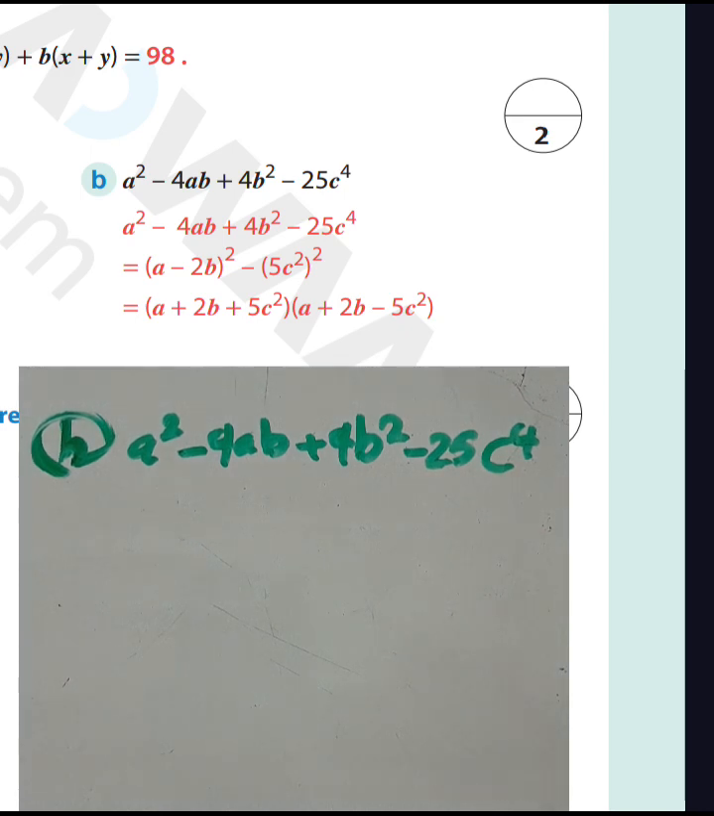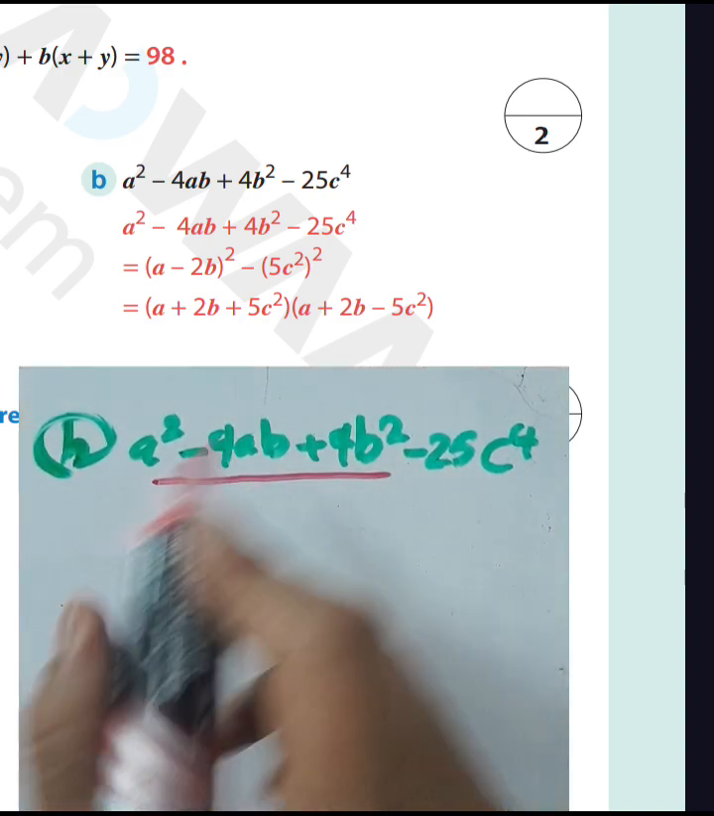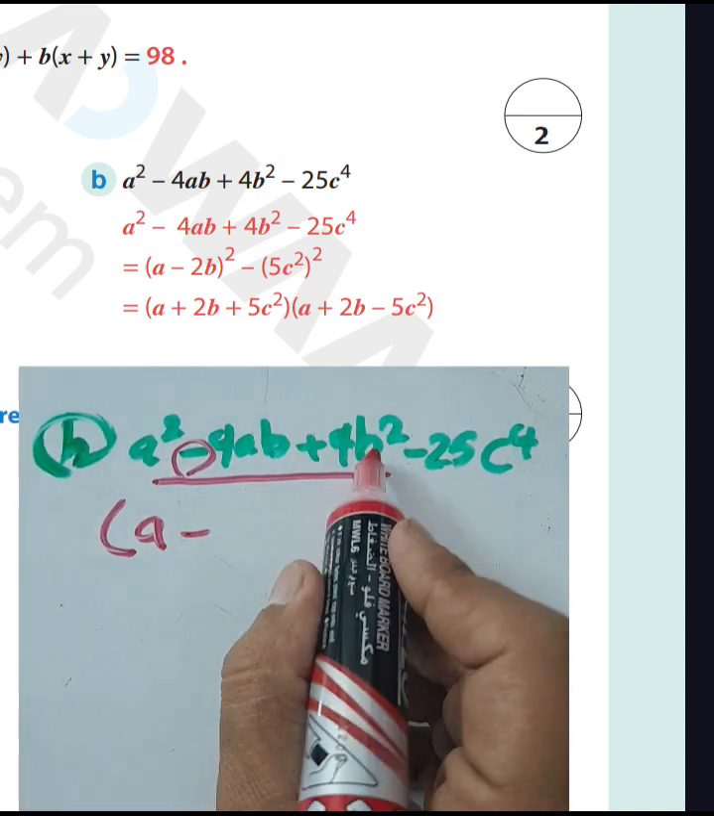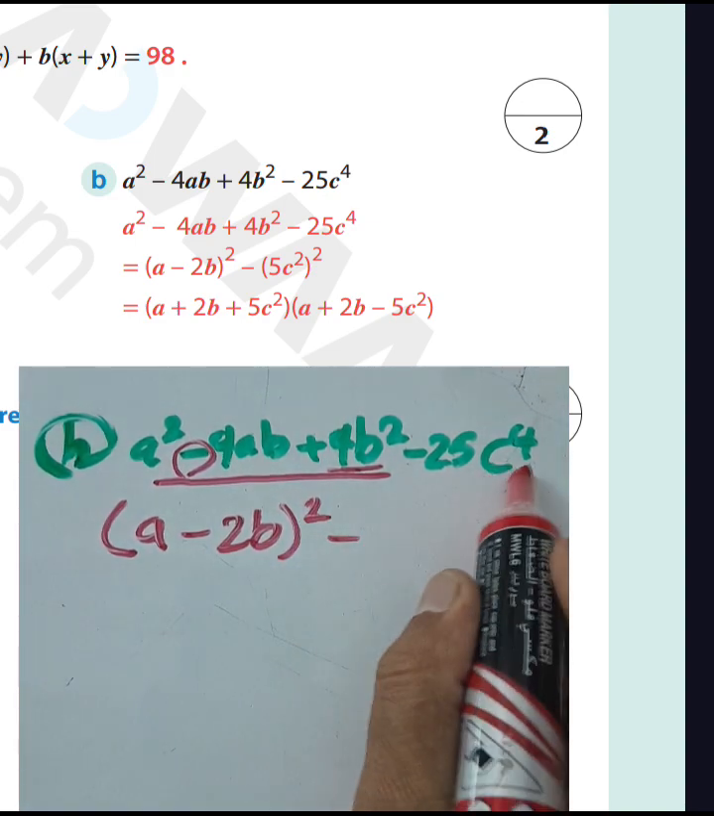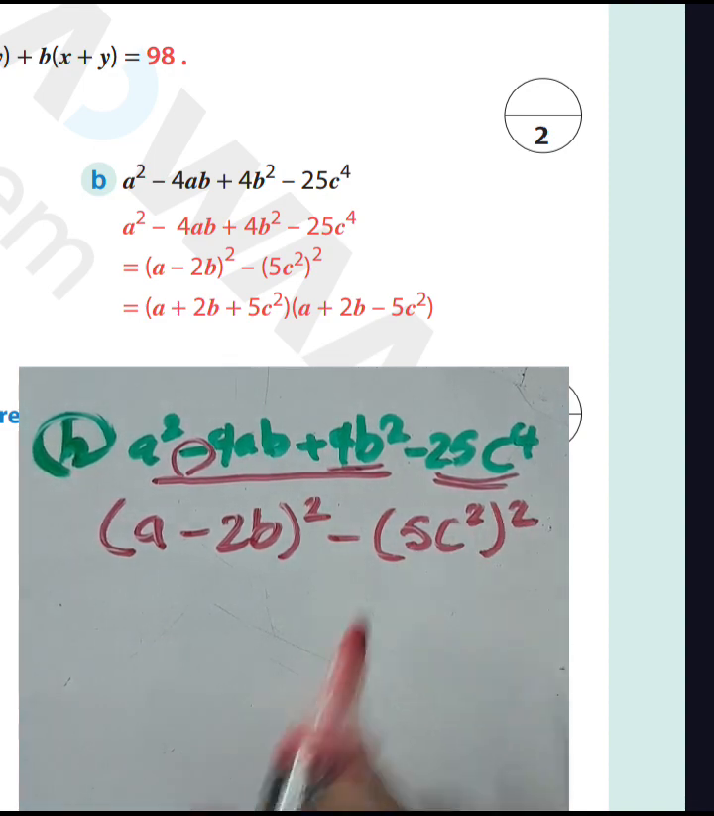Okay, we can solve this example by writing three terms. Take the square root of a power 2, which is a, and write negative here. The square root of this number is 2b, or (2b) power 2, subtract the square root of 25, which is 5c power 2, or (5c power 2) power 2.